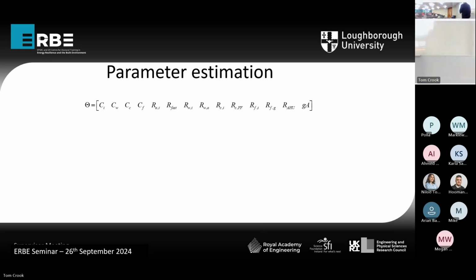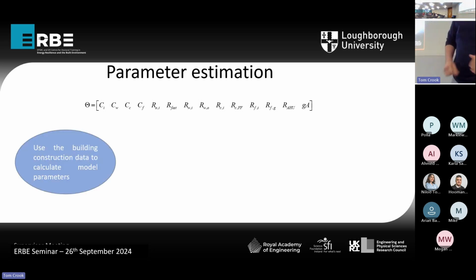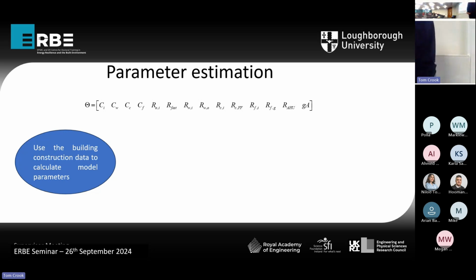As the first thing, I want to see whether this modeling technique can provide me with some insight about the thermal characteristics of the building. In other words, is it capable of providing meaningful values for these parameters after calibration? To investigate this, first I'm using the building construction data to calculate these model parameters, just like what we do in a white box approach.